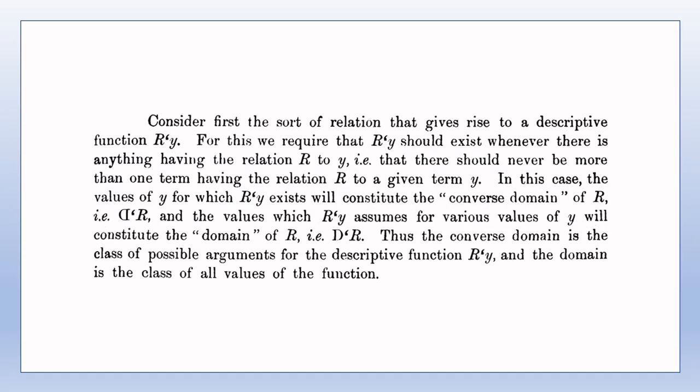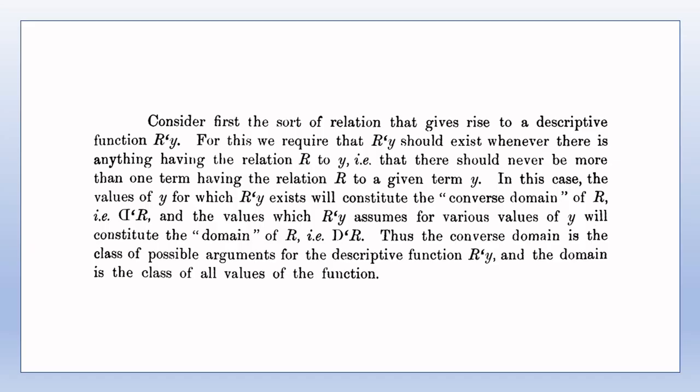On page 261 we read, consider first the sort of relation that gives rise to a descriptive function R'y. For this we require that R'y should exist whenever there is anything having the relation R to y, i.e. that there should never be more than one term having the relation R to a given term y. In this case, the values of y for which R'y exists will constitute the converse domain of R, and the values which R'y assumes for various values of y will constitute the domain of R. Thus the converse domain is the class of possible arguments for the descriptive function R'y, and the domain is the class of all values of the function.